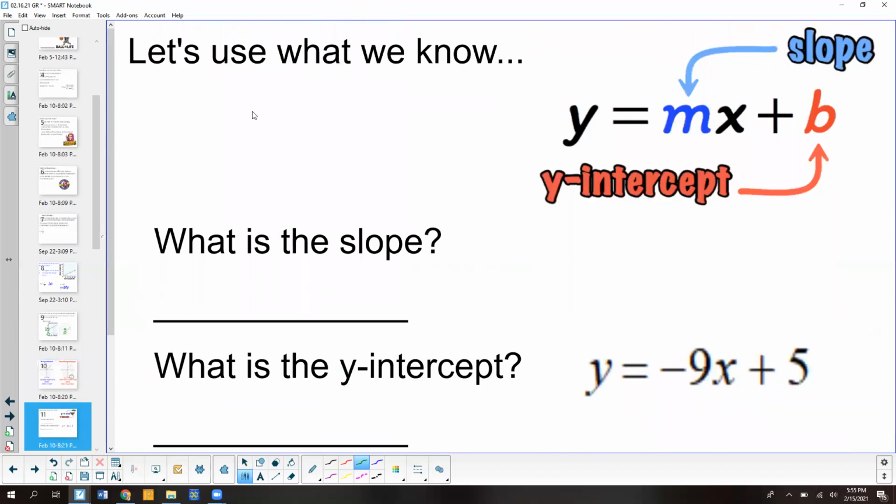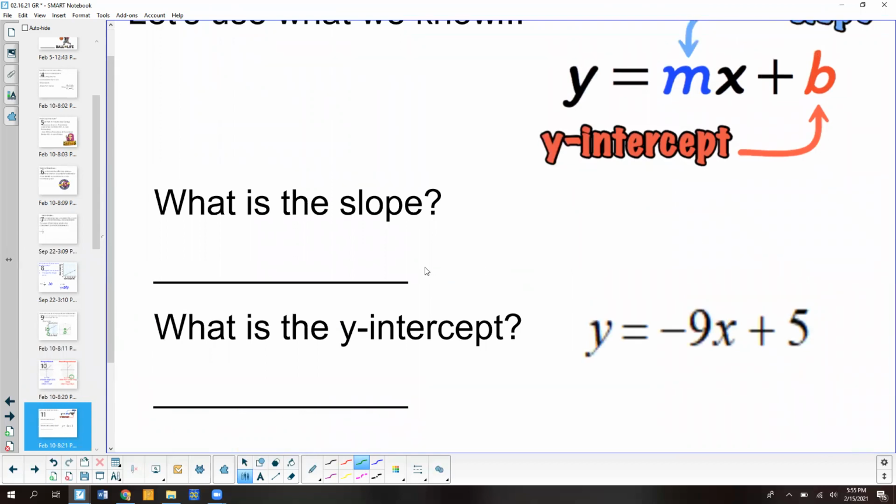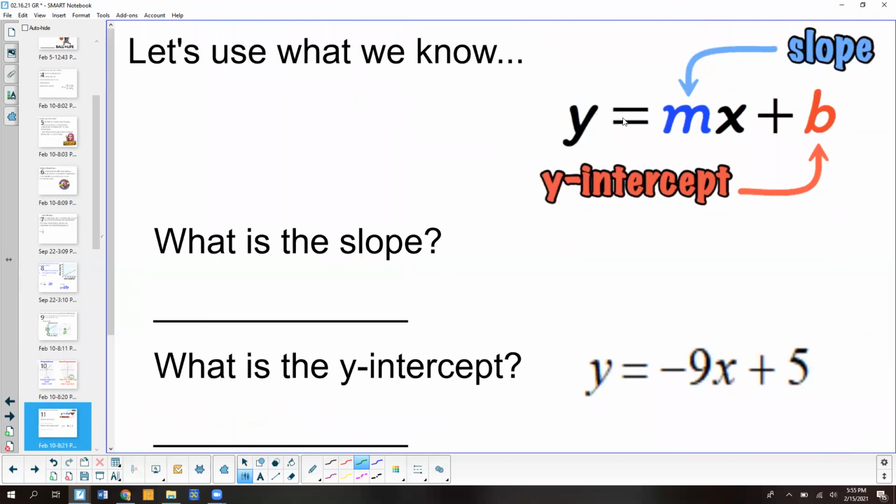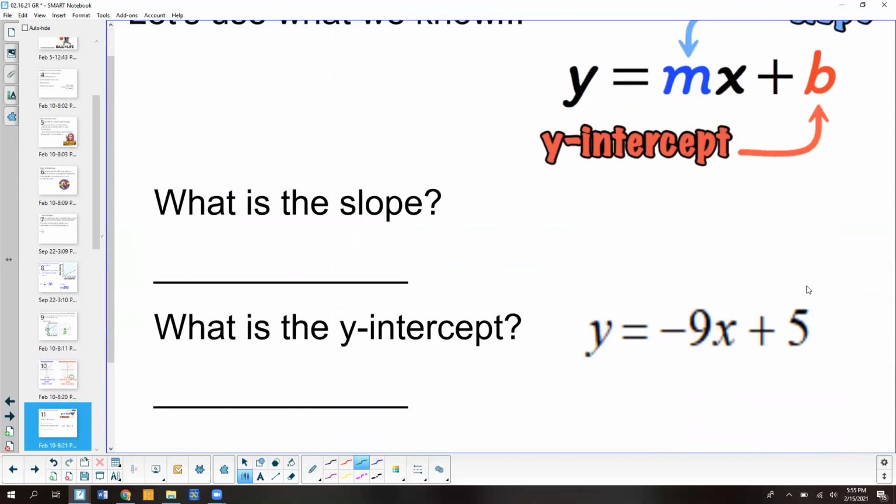All right, so let's use what we know about slope-intercept format. So let's look at this example really quick. What is the slope? So remember, y equals m, which is our slope, x plus b, which is our y-intercept. So if we're looking at this formula down here, what is the slope? Remember, slope is that number that comes before the x. So in y equals negative 9x plus 5, our slope is going to be negative 9.